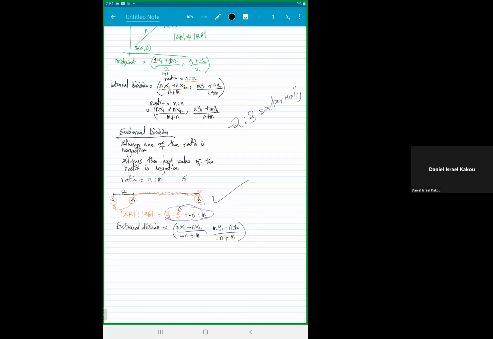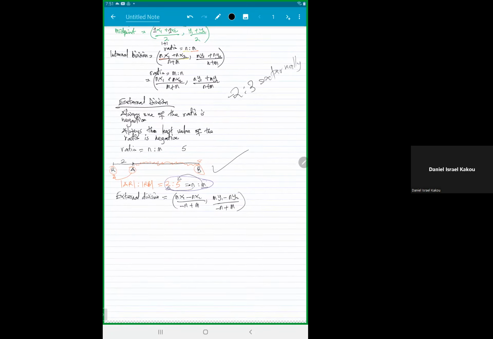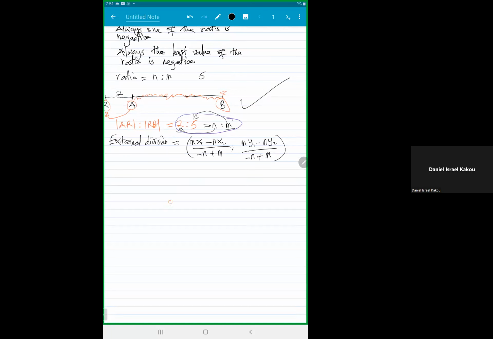So I've discussed the external division already, and I will now discuss perpendicular bisectors, or the shortest distance from a point to a line. The shortest distance from a point to a line. So, shortest distance from a point to a line.